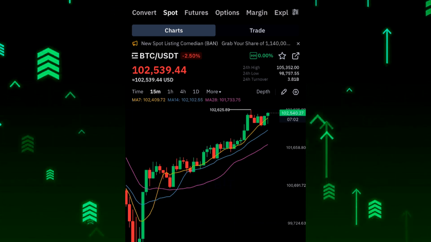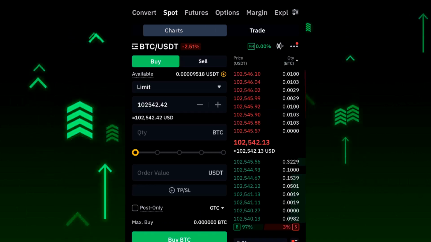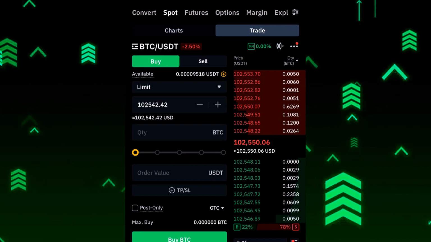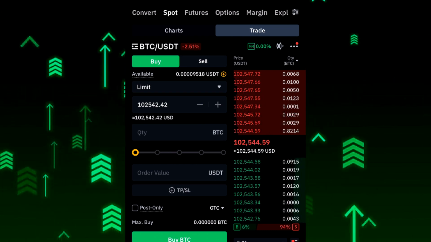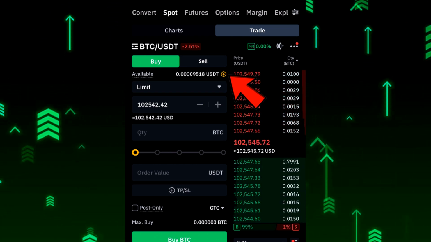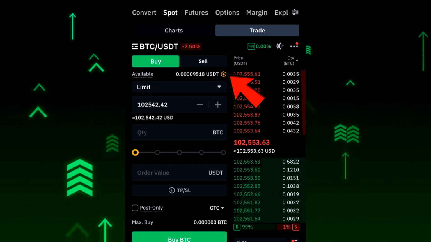This is the Bitcoin chart. One Bitcoin as we speak is about $102,000. Now, click on this one that is called trade. Now, you're here to trade spot. You're under the spot section. Everything looks just like this. First things first, you're going to see the available amount of USDT you have in your account.